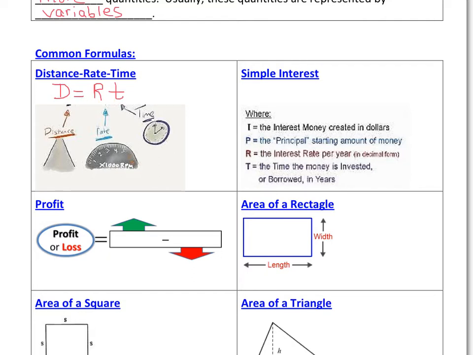Now this only works if the rate is constant, and I'm going to write that down. That means unchanging. It can't be going up, going down, or varying. The rate has to be consistent or constant.